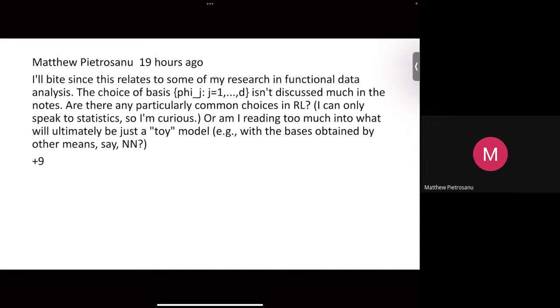Sure, definitely. So actually what we talked about today was kind of useful and addressed my question a little bit. But with the discussion of different basis functions in the lecture 7 notes, I was curious because some of my research is in functional data analysis. I'm coming from statistics. I was wondering about common choices of bases, if there are any. Perhaps it's more interesting to discuss continuous state spaces rather than discrete, though.